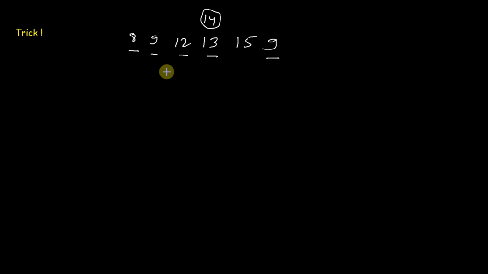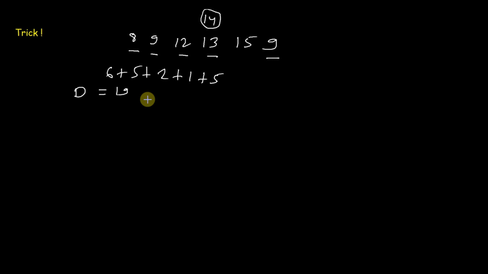Now subtract each of these underlined lower numbers from the average and add them. 14 minus 8 is 6, plus 14 minus 9 is 5, plus 14 minus 12 is 2, plus 14 minus 13 is 1, and plus 14 minus 9 is 5. And now add these numbers, that is equal to 19, and this is our deficit D.